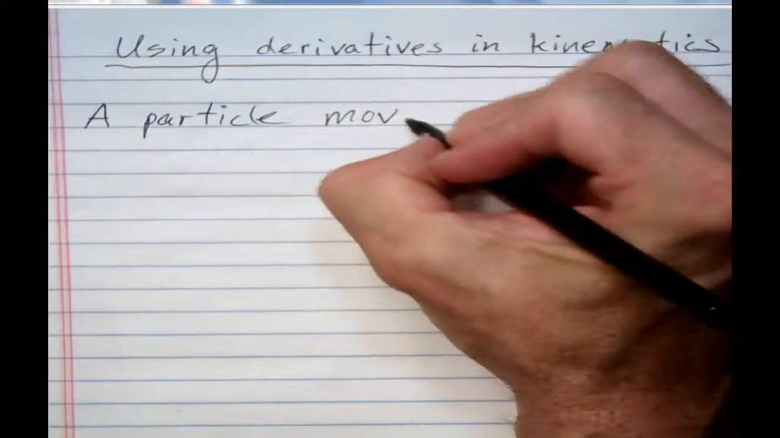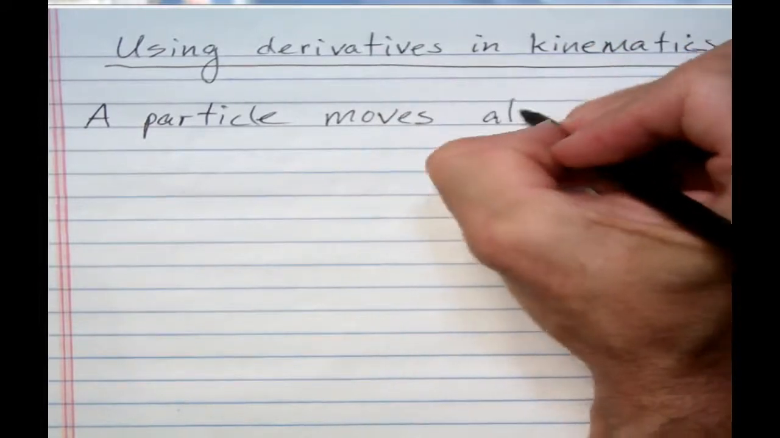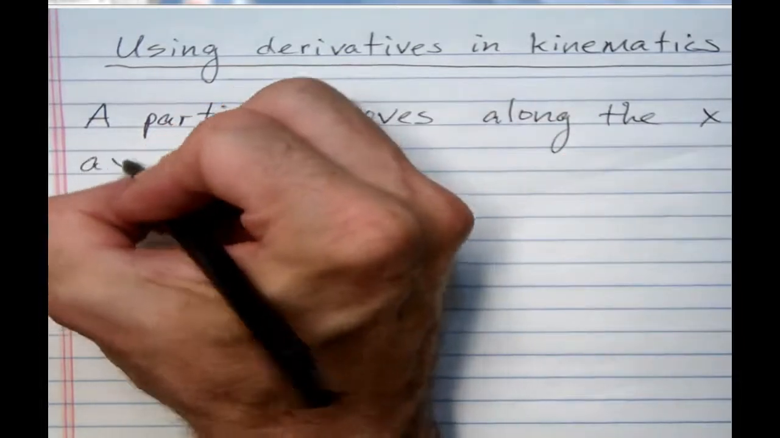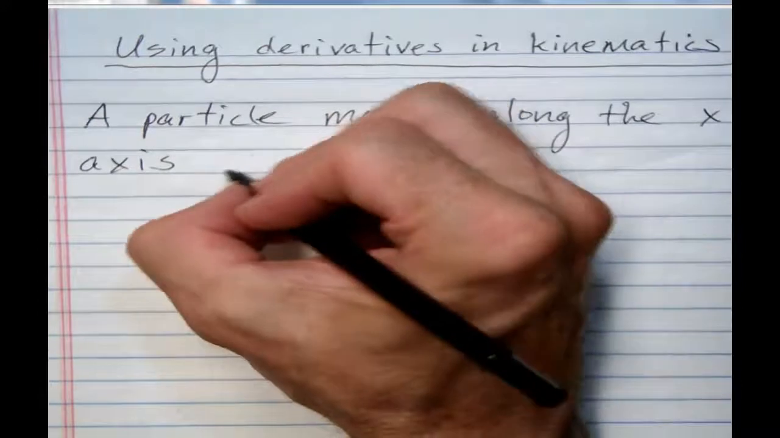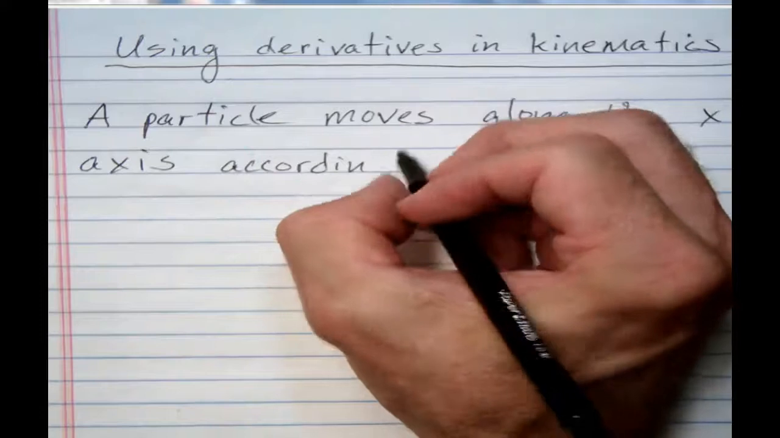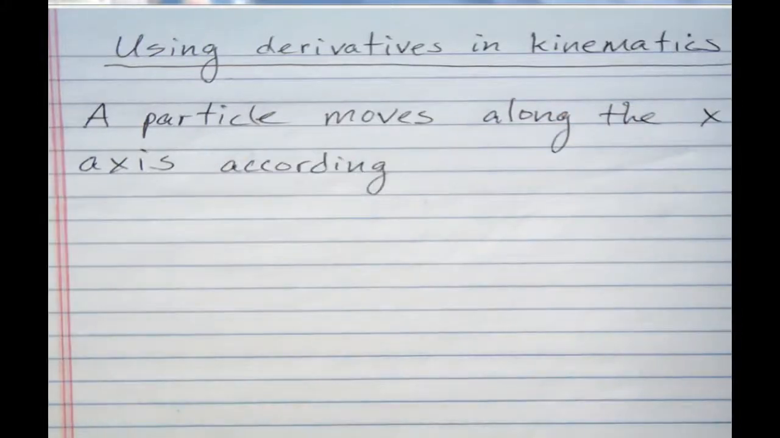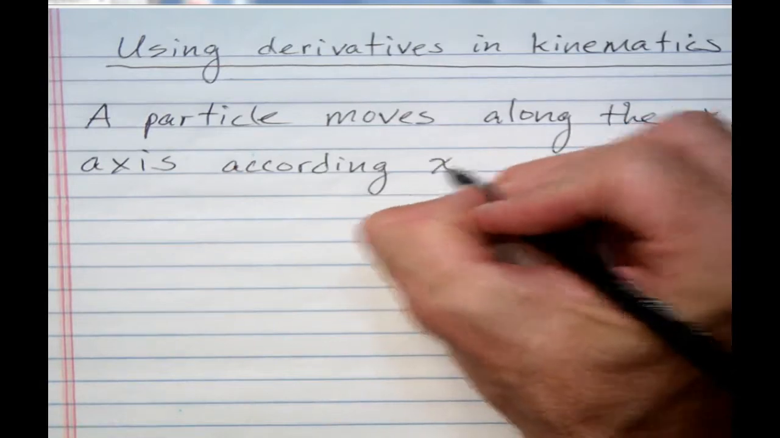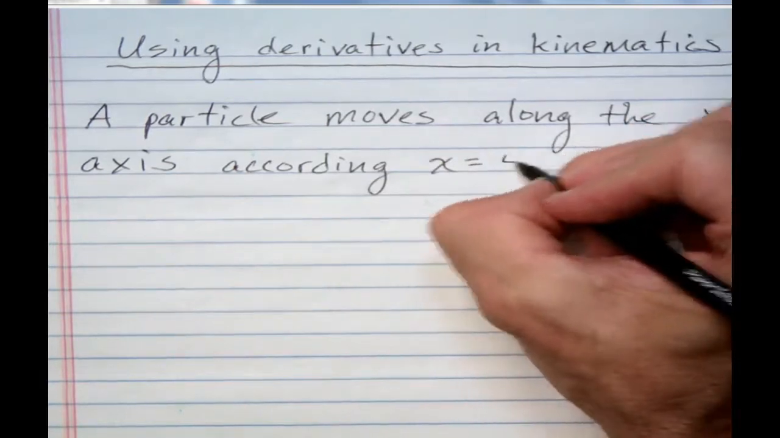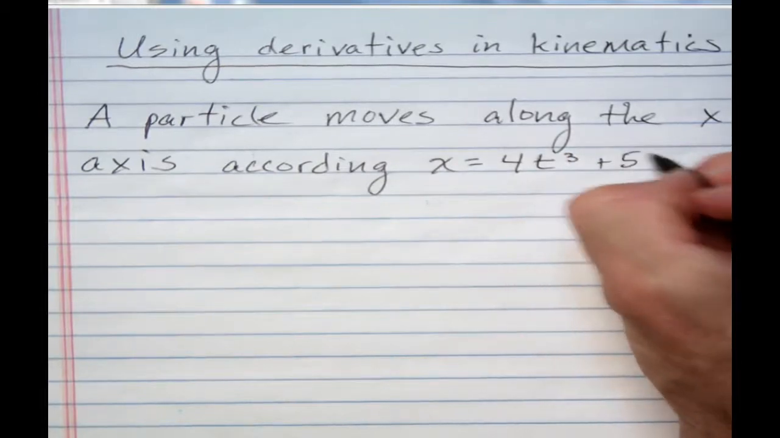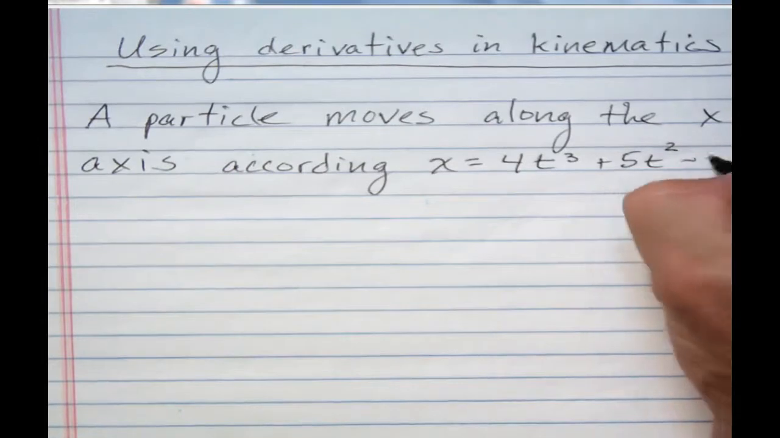So we'll say a particle moves along the x-axis. That again is just reinforcing that this is one-dimensional motion. And then what we're going to do is give a function. So instead of saying it's got a particular velocity or particular acceleration, we're going to give a function for where it is as a function of time. This is going to be a bizarre sounding function, but imagine we have this. Perhaps it's x equals 4t cubed plus 5t squared minus 10t.